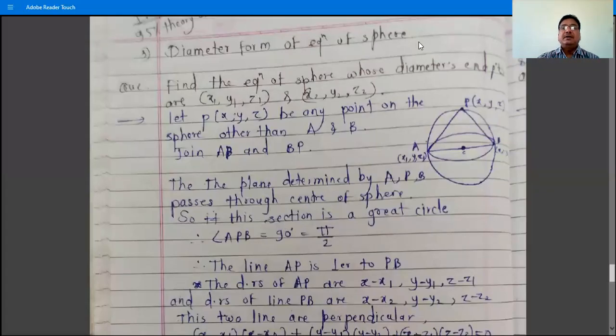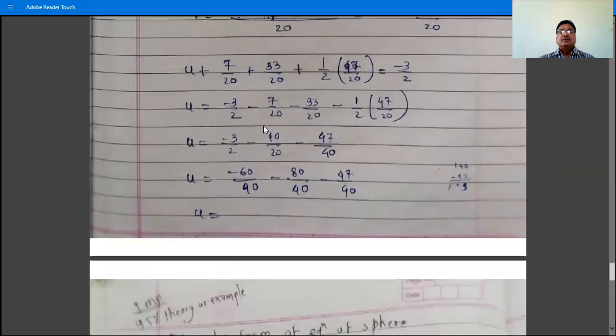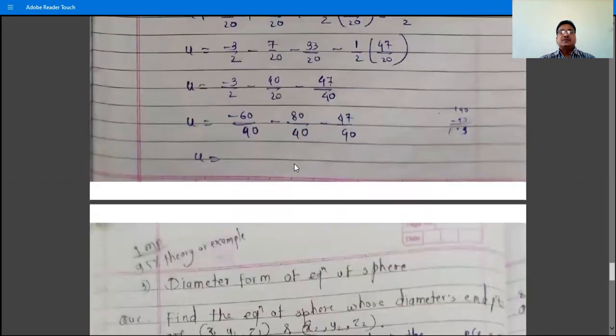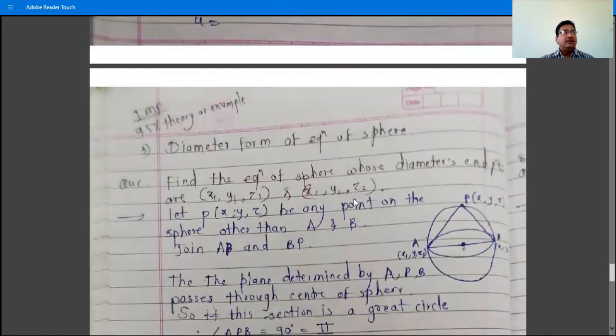Next topic is the diameter form of the equation of a sphere. The general form of the equation of a sphere is x² + y² + z² + 2ux + 2vy + 2wz + d = 0, or (x − a)² + (y − b)² + (z − c)² = r², where (a, b, c) is the center and r is the radius. Now we have to find the diameter form of the equation of a sphere.